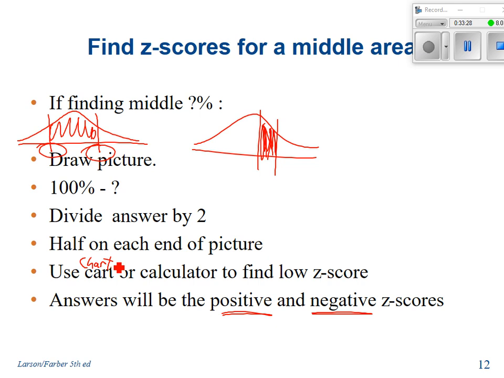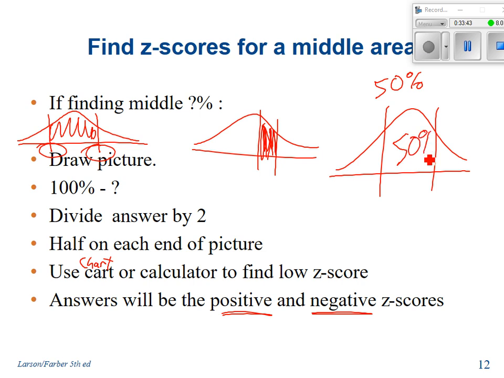So again, all you're going to do with this, and again, we can use the calculator, but if they give you something like, you want 50% in the middle, then we want 50% in here, then that means on this side and this side, we want 25% each, or 0.25 of the area. And we look up that 0.25 on the chart, or use that on our calculator to find this z-score, which is going to be the negative one. Then the other one's just going to be the exact same thing, but positive.